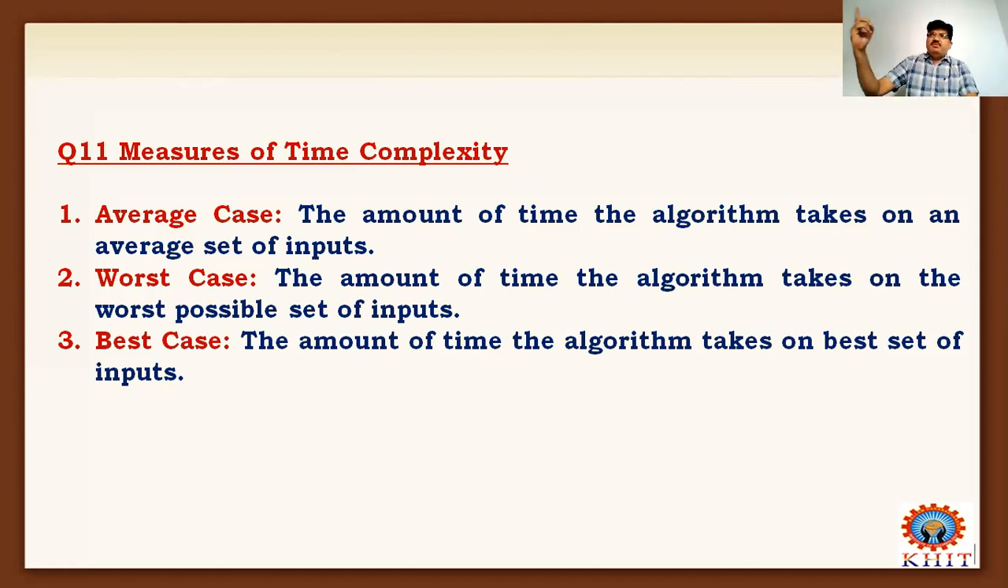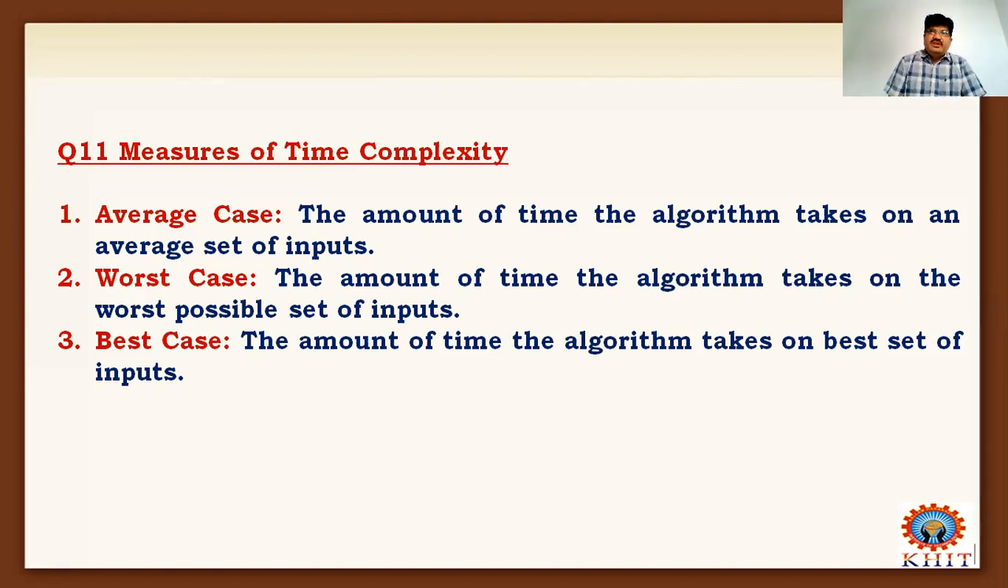It will take the maximum number of steps if it is reversed, where the elements are not sorted and are in randomized order. In this case, if you want to sort the elements, it will take the maximum number of steps. So that is called worst case. Minimum number of steps, that is best. Maximum number of steps, that is worst. Average number of steps, that is average case time complexity.